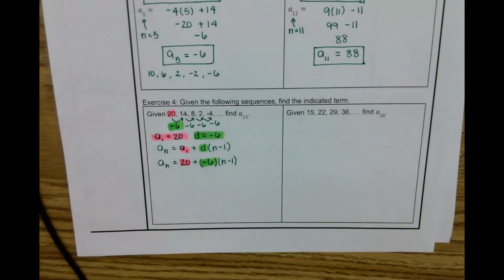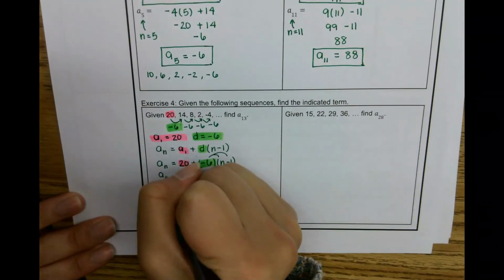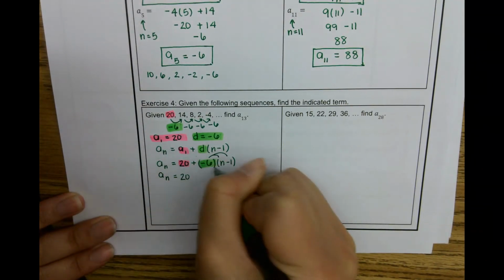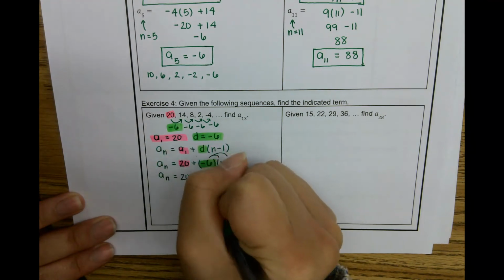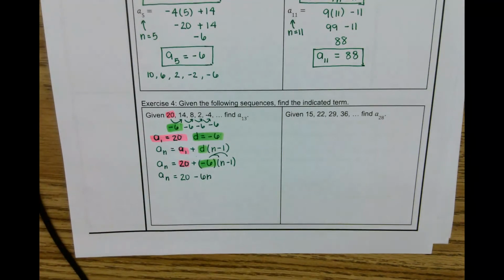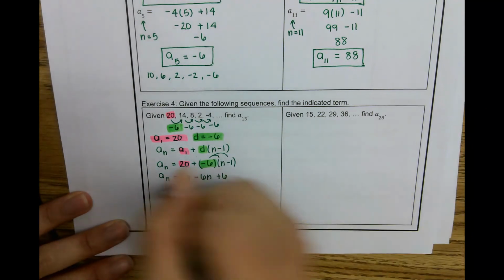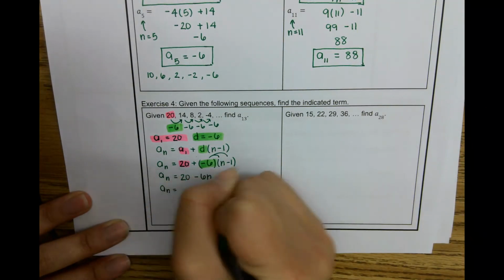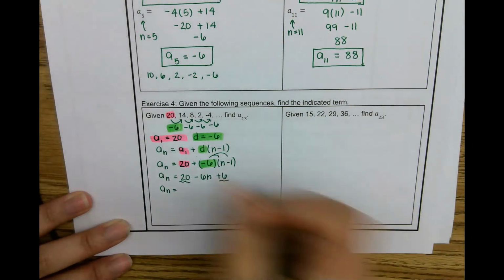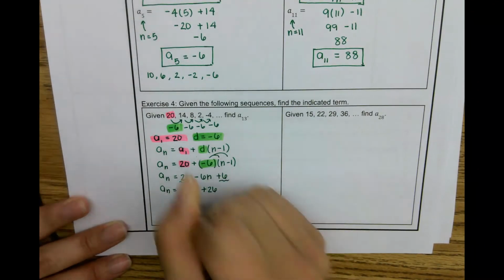So let's just clean it up. A sub n equals 20. Negative 6 times n is negative 6n. We do not need to write plus a negative, it just means minus. Negative 6 times negative 1 is positive 6. So a sub n equals, combine like terms, 20 plus 6 is 26. So here's my rule.